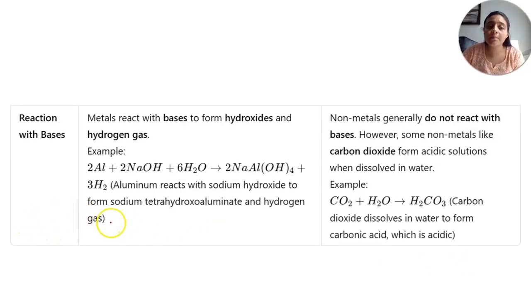Reaction with bases: when metals react with a base, sodium hydroxide, they will form sodium tetrahydroxoaluminate and hydrogen gas. They release hydrogen gas. And if we see the non-metals, they do not react with bases. However, some non-metals like carbon dioxide form acidic solutions when dissolved in water. They do not react with bases, but they dissolve in water to form certain acids.